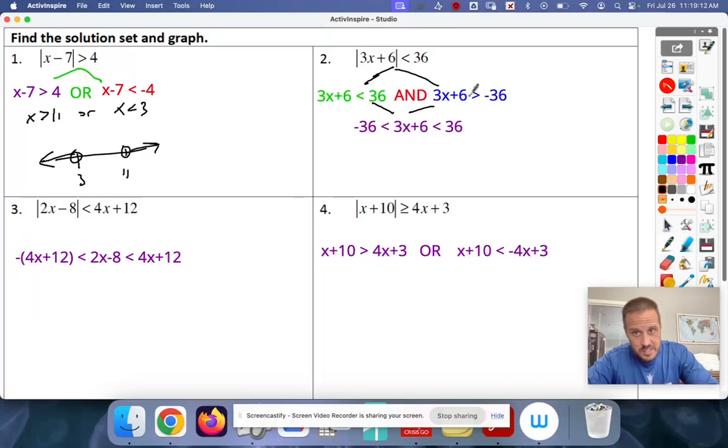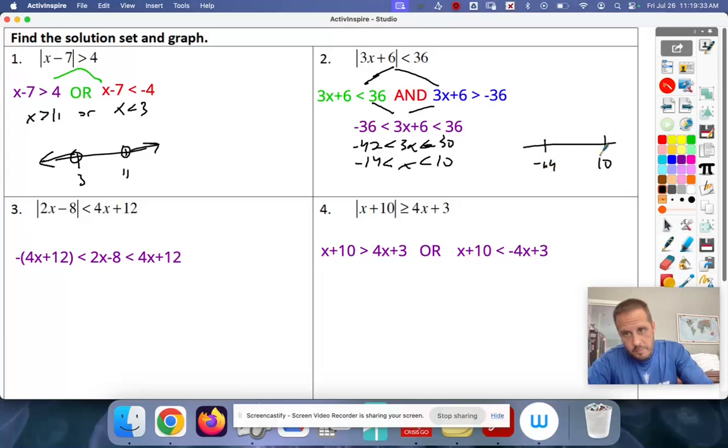And so here you can split it up into the original and flip the sign. So instead of being less than 36, we're greater than negative 36. But now since negative 36 is less than this, which is less than 36, you can write it all as one. And then when you subtract 6 from everything, you get negative 42 less than 3x less than 30. And then you divide by 3 everywhere, you get negative 14 less than x less than 10. And that's your graph. Right here, you're going to have the negative on this side. It's an and because we're less than something, and the positive over here.